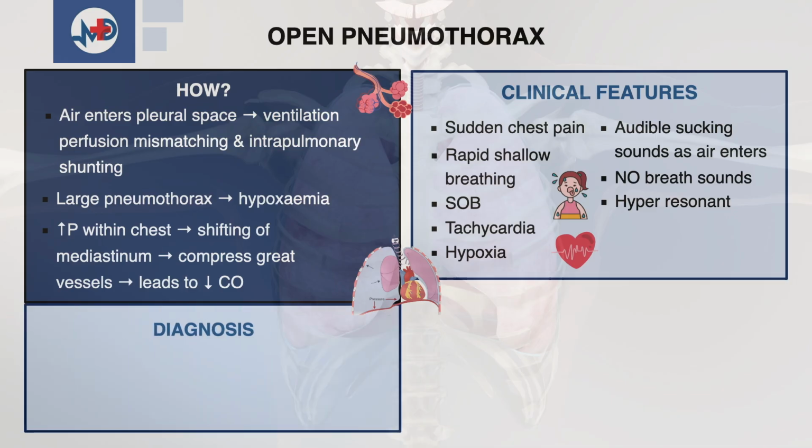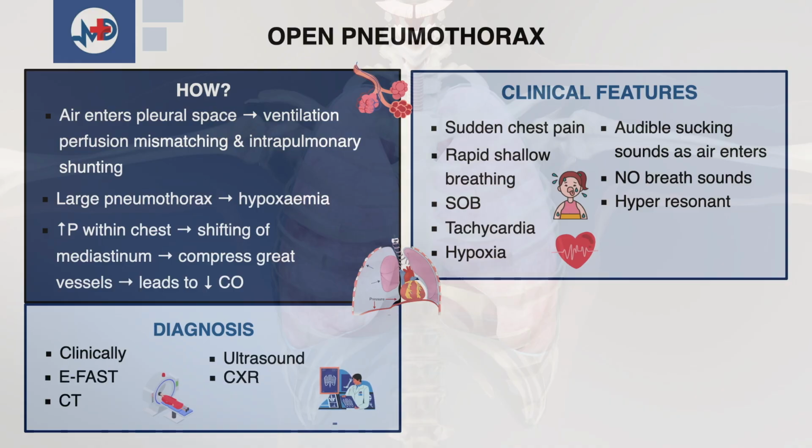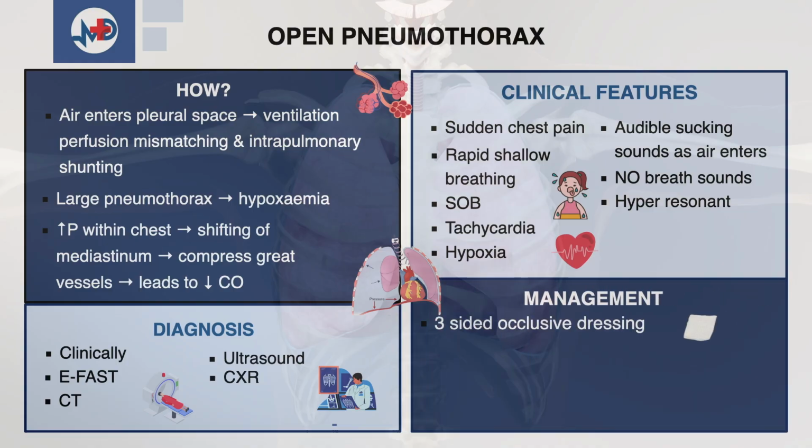Usually, the diagnosis is made clinically, but imaging such as EFAST exam, CT scan, ultrasound, and chest X-ray may be helpful. However, if the patient is unstable and you are suspecting an open pneumothorax, proceed with immediate management rather than imaging. Management-wise, you would need to apply a 3-sided occlusive dressing to the wound to prevent air from entering during inspiration via the wound, but allow air to exit during exhalation.